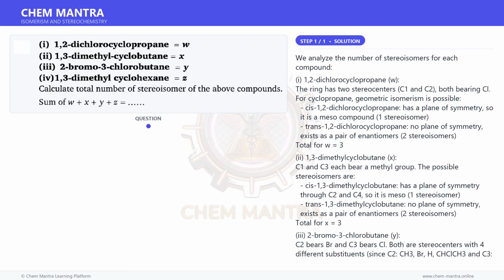3. 2-bromo-3-chlorobutane, Y. C2 bears Br and C3 bears Cl. Both are stereocenters with 4 different substituents, since C2 has CH3, Br, H, CHCl, CH3 and C3 has CH3, Cl, H, CHBr, CH3. No meso form is possible because C2 and C3 bear different halogens, so all 4 combinations, 2 squared is equal to 4, are distinct stereoisomers: 2R,3R; 2S,3S; 2R,3S; 2S,3R. Total for Y is equal to 4.